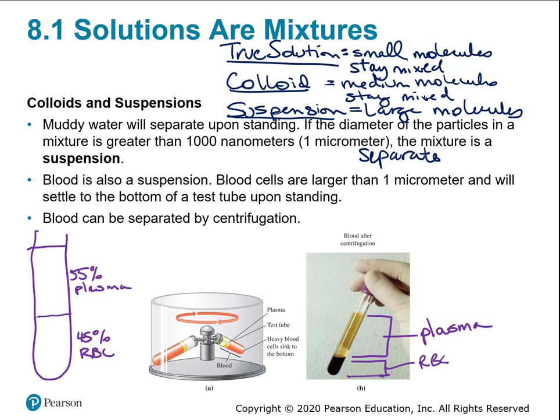Remember, mixtures are when you have things physically combined. A true solution is when you have really small molecules. They don't separate out. So that's like sugar in water, salt in water. Colloids, on the other hand, is where the molecules are bigger. So I would say they're kind of medium-sized, but they do stay mixed, so they do dissolve in the solvent.